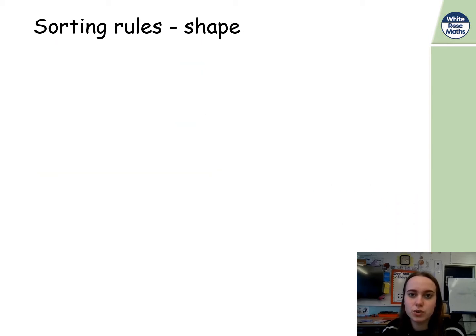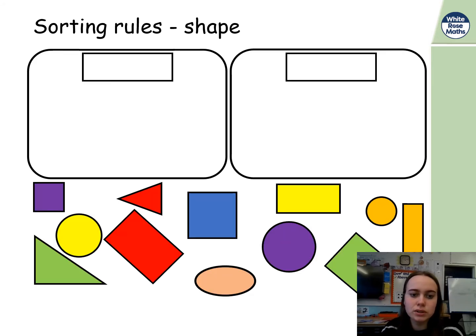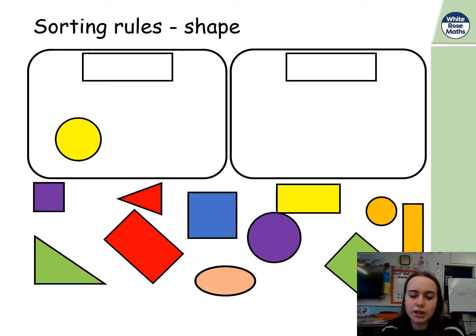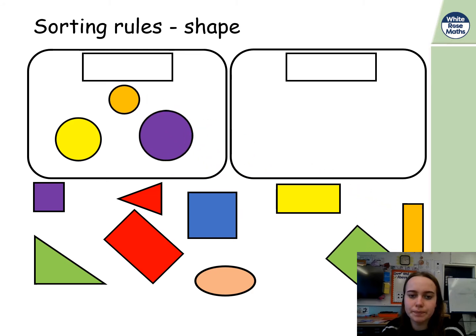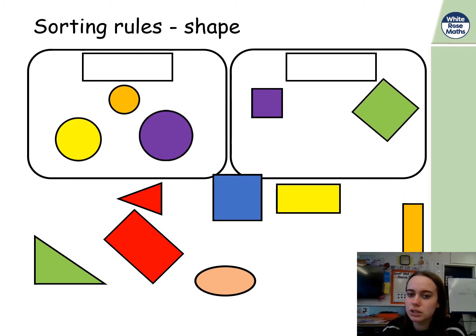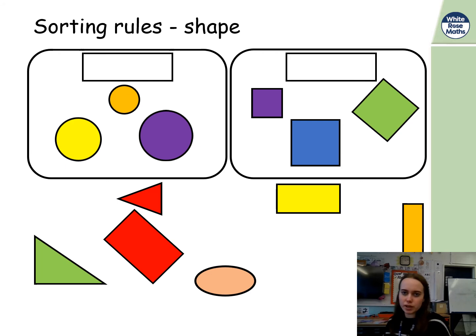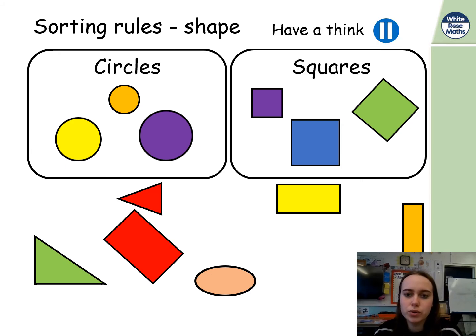We might sort shapes out into the different kinds of shapes. So for example, I would like you to have a think about what that group would be called and what we would call this group. So hopefully you can see that in the first one we've got all circles, and in the second one we've got all squares. So we sorted them into circle groups and square groups.